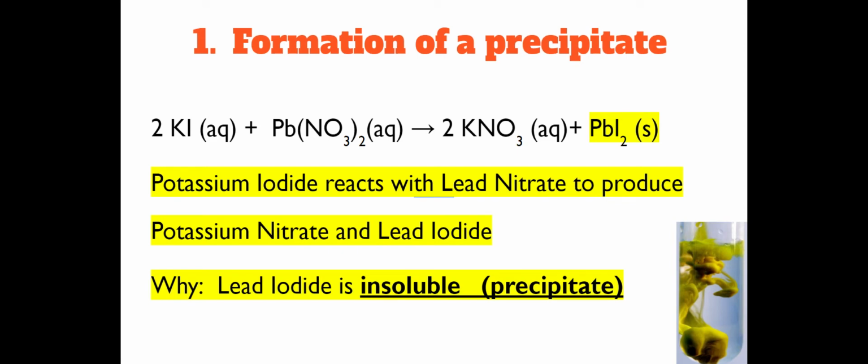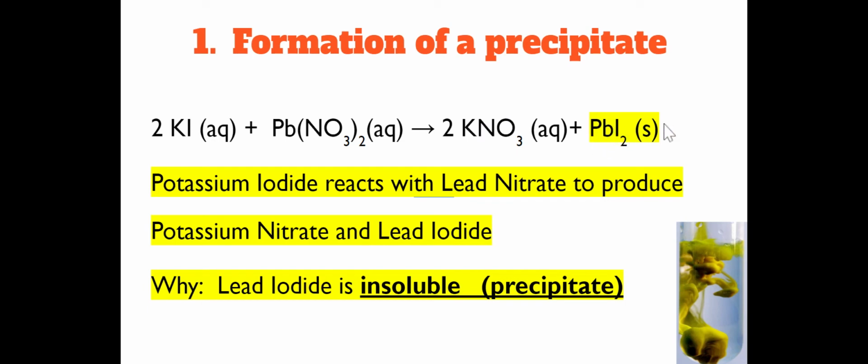The first is the formation of a precipitate. What does it mean? I have two compounds. This is potassium iodide. It can dissolve in water and form a transparent solution. And lead nitrate is another aqueous compound, meaning it is in water solution. Again, it can dissolve in water and form another transparent solution. But when we mix these two up, the potassium can switch places with lead, and potassium nitrate is still soluble in water, still transparent.